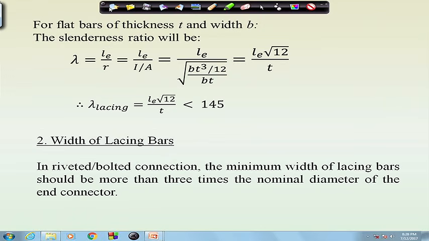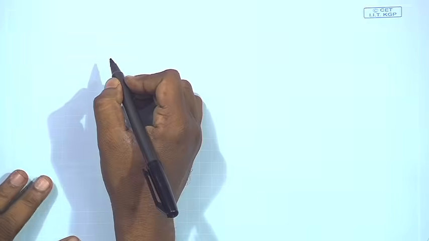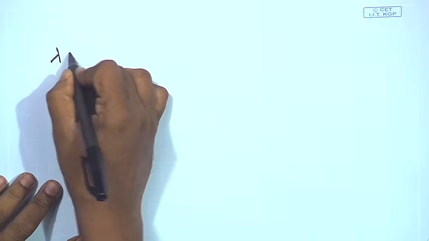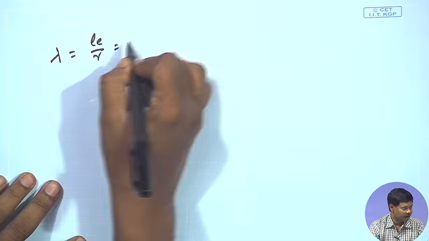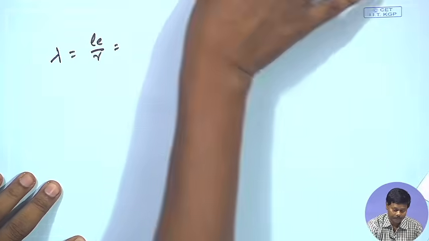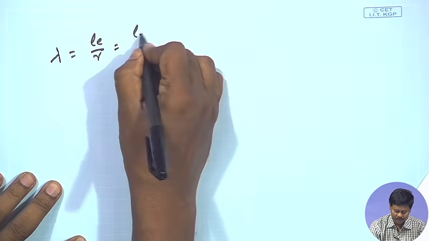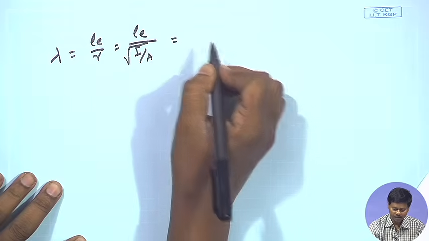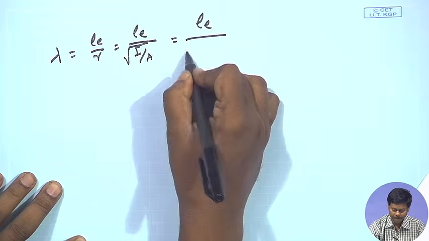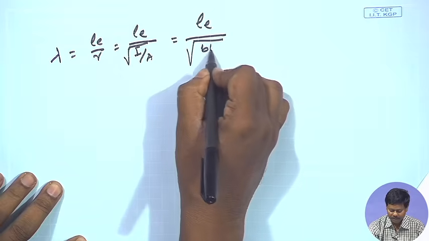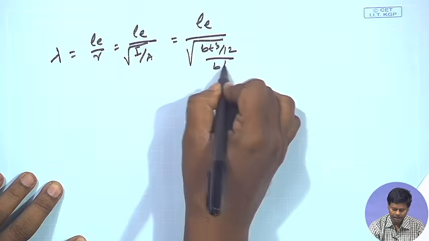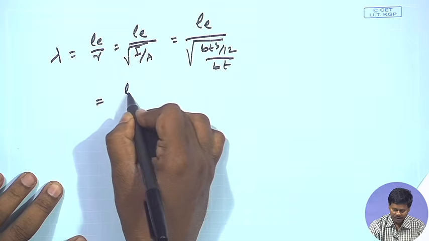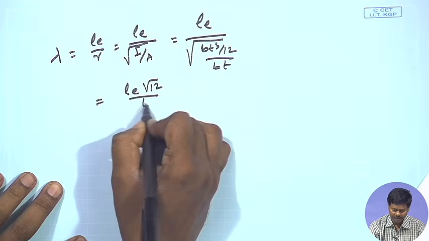Now, if we use flat bars, then what should be the restriction, means lambda lacing, how do we calculate? So, lambda, as we know, LE by R. So, LE by R, if we calculate, this will become LE by square root of I by A, means LE by square root of BT cube by 12 by BT. So finally it will be LE into root over 12 by T.